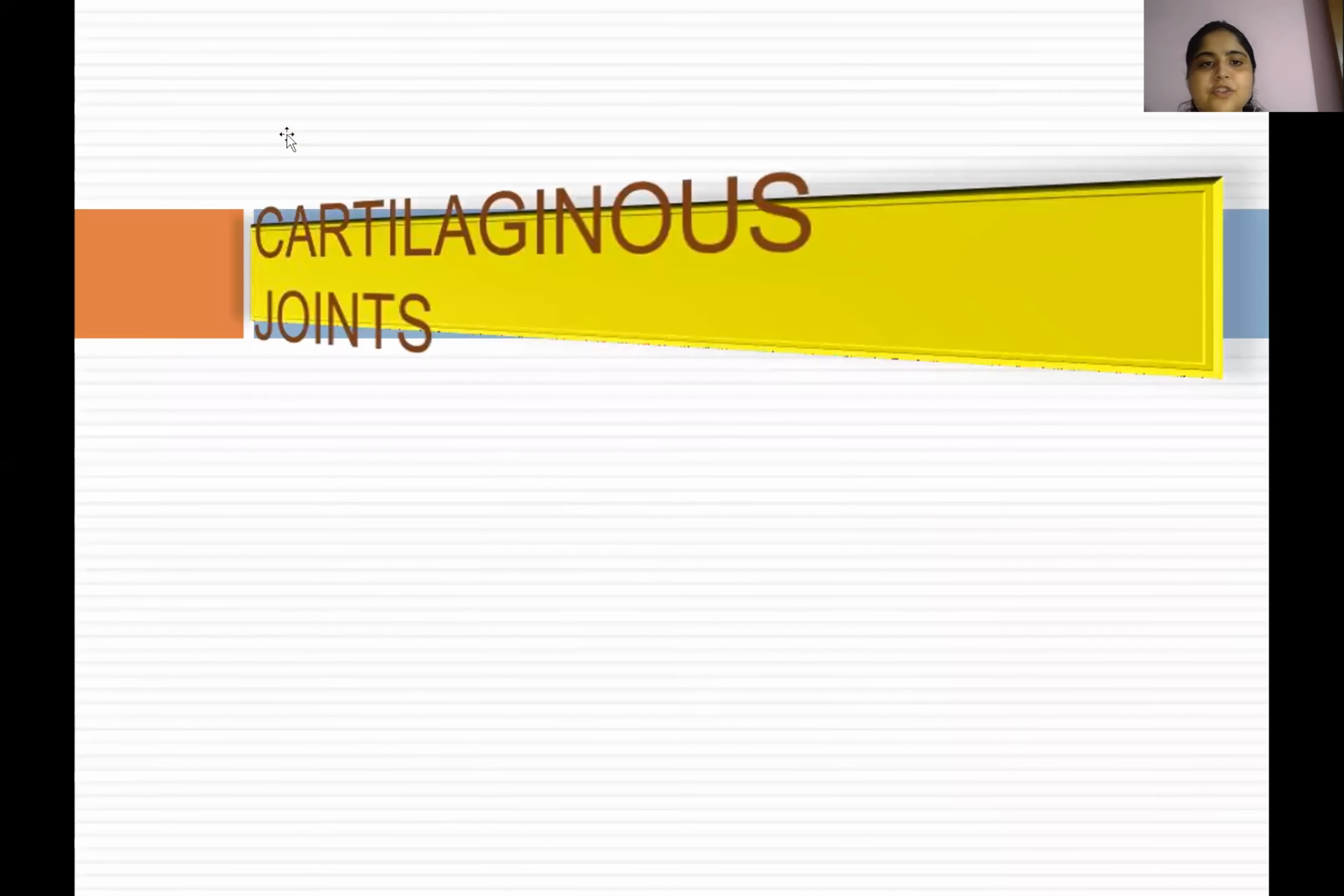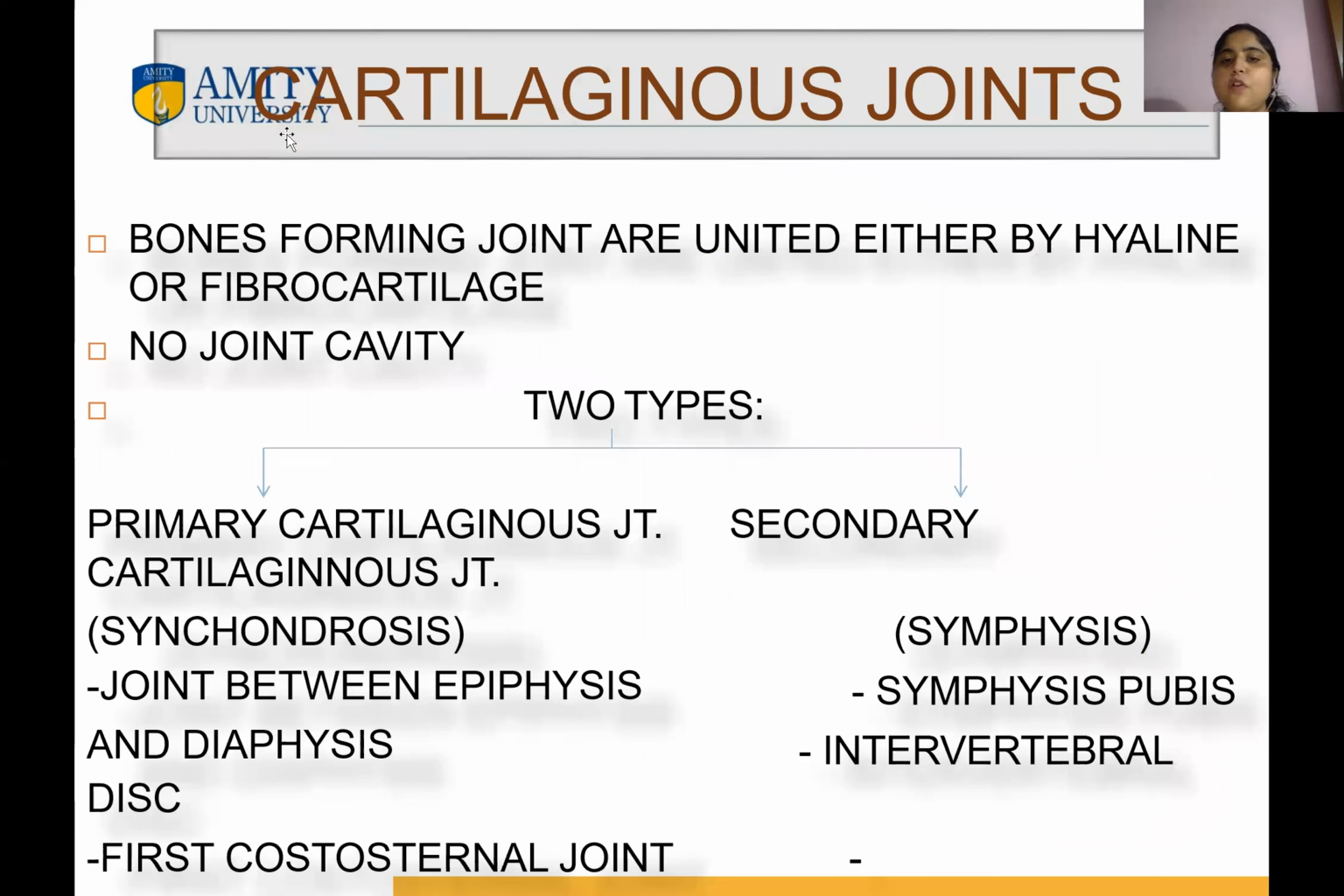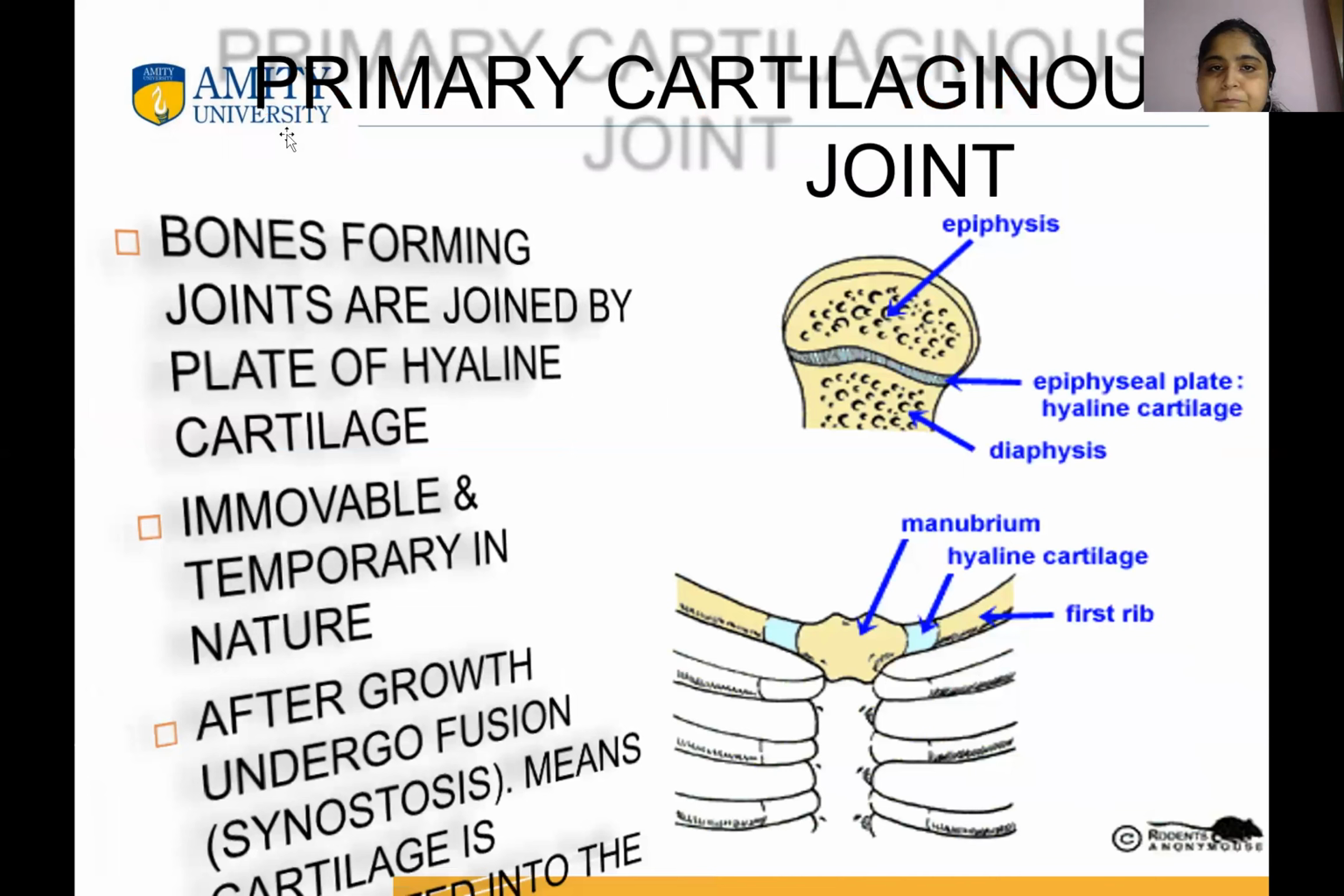Then the cartilaginous joints. These are bones forming joints that are united either by hyaline or fibrocartilage, with no joint cavity. These are of two types, primary as well as secondary. The primary are known as synchondrosis, secondary are known as symphysis. Synchondrosis is a joint between epiphysis and diaphysis. Example is the first costosternal joint. Whereas for the secondary cartilaginous joint or symphysis, the examples are symphysis pubis or the intervertebral joint.